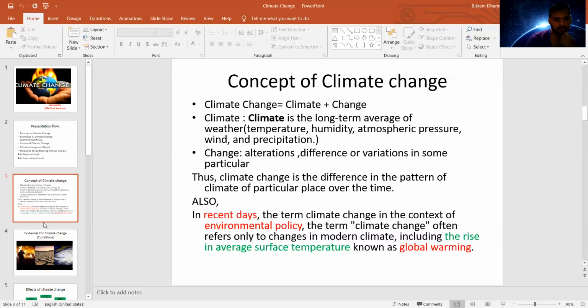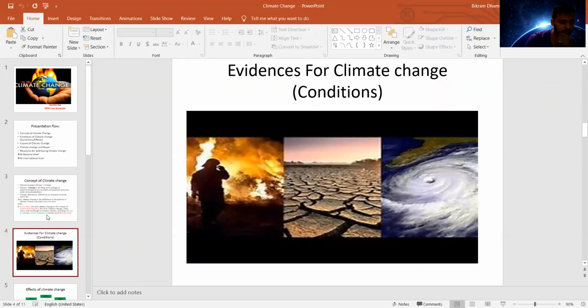Okay, let's move to the next slide, where we can see whether there is really climate change or not: the evidence for climate change. I have related this evidence to the condition of climate change in the world, or the effects of climate change in the world. Here I have presented three pictures retrieved from Google. In the first picture, you can see fire, and you must be aware that in December 2019, we heard news of Australia having a horrible bushfire where thousands of wildlife lost their lives.